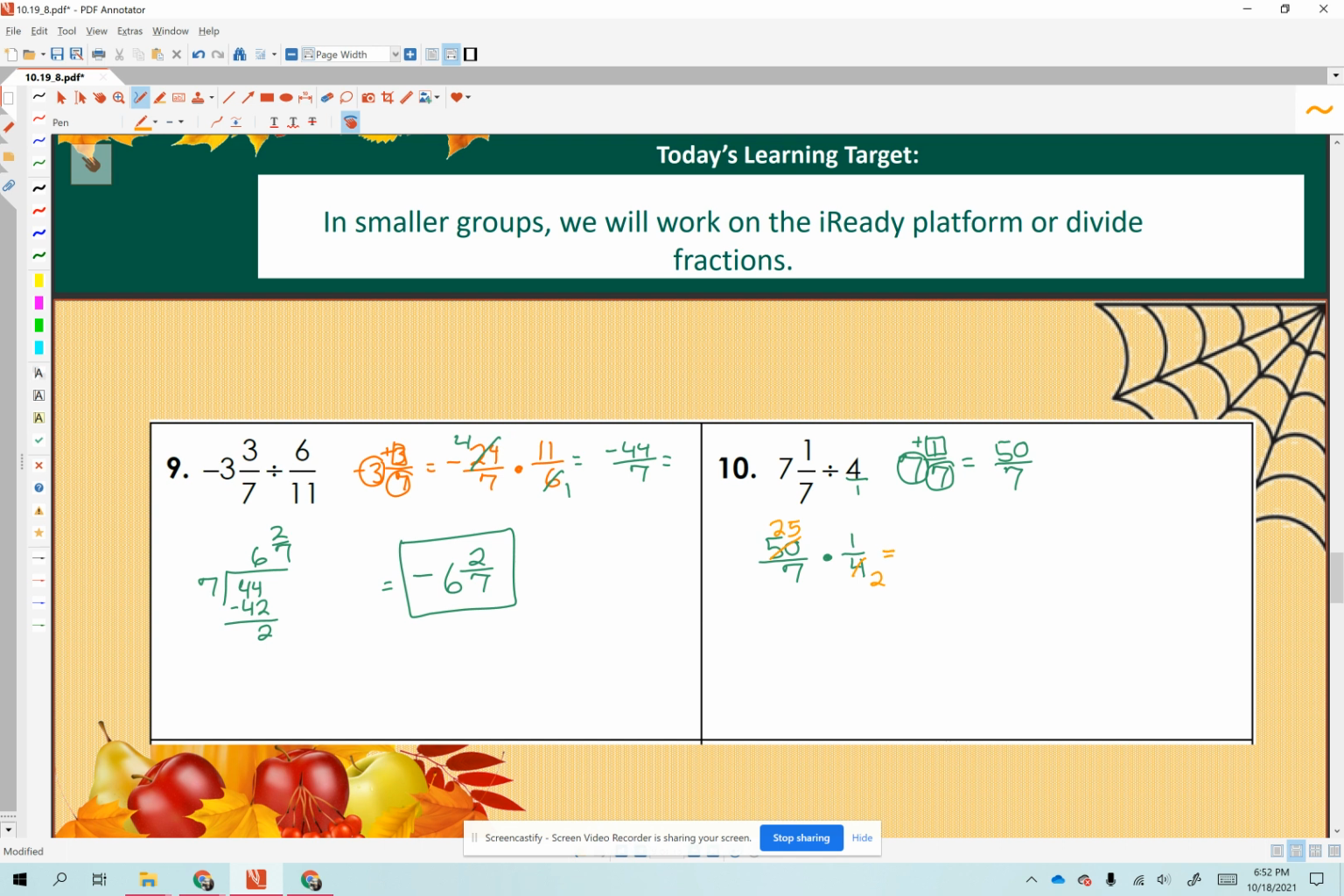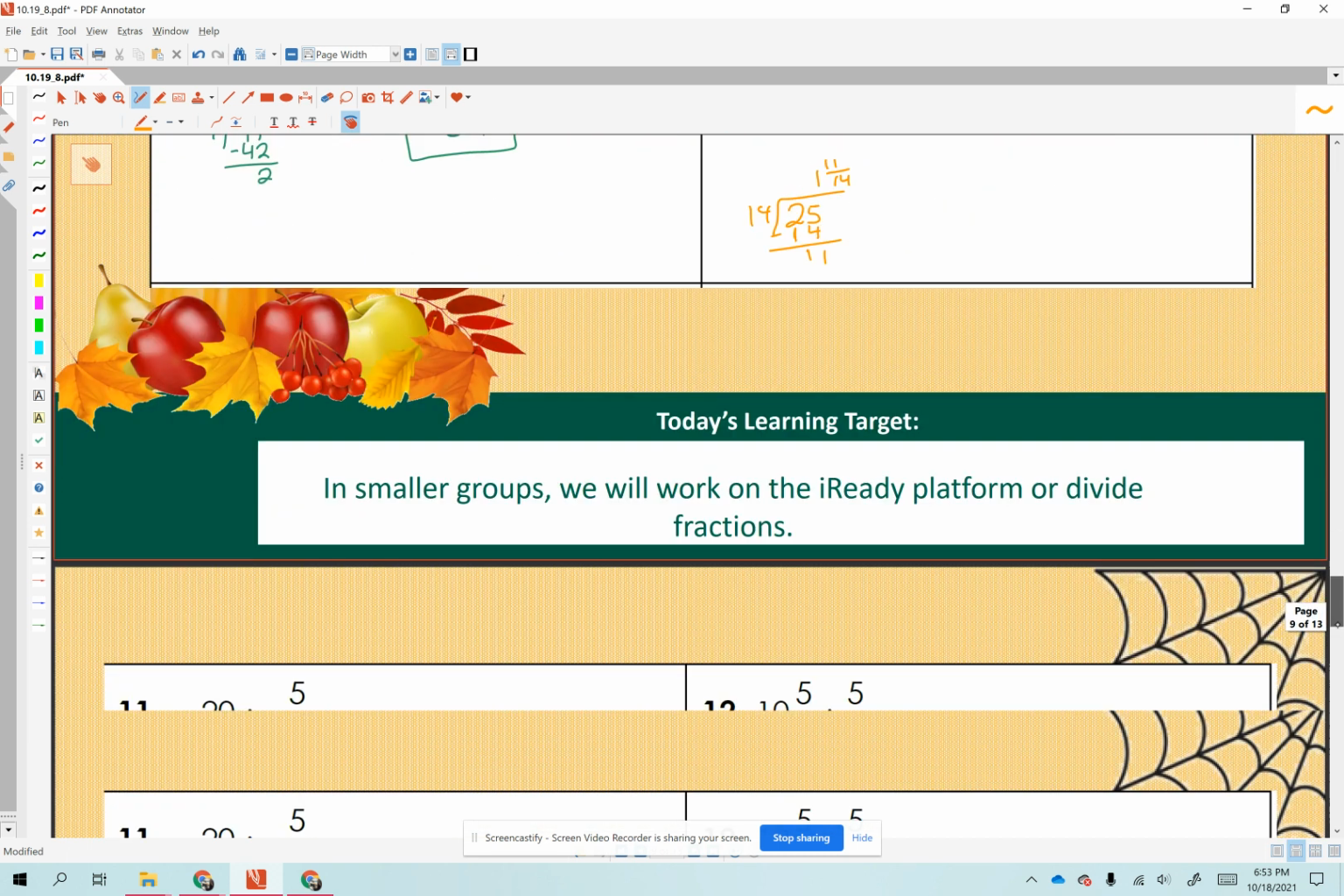And as we multiply across, we have 25/14. 7 times 2 is 14. And we can convert that. If we divide 25 by 14, we will get 1 and 11/14. And that is a positive times a positive, positive divided by a positive, which will be a positive.